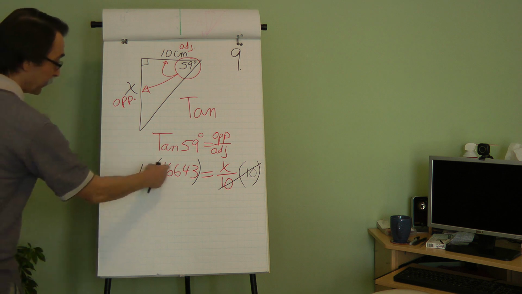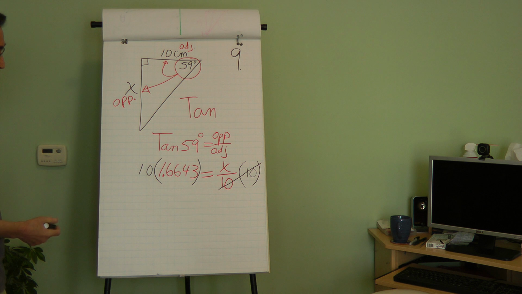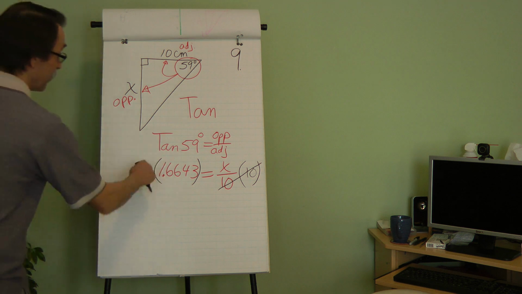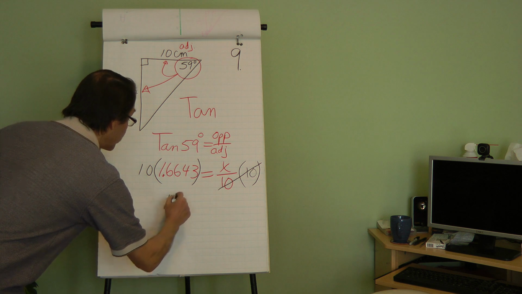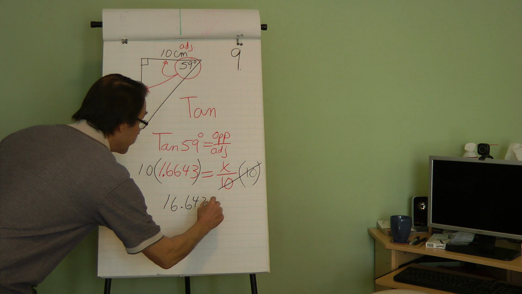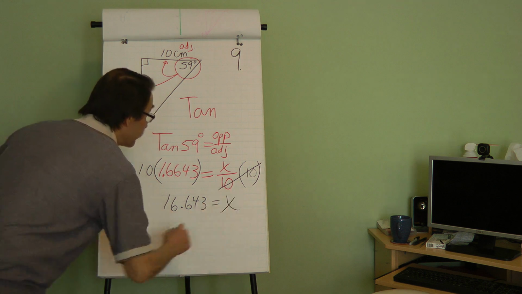And when you're multiplying by 10, it's easy. You don't even have to use a calculator. You just go, oh, you're multiplying by 10. Oh, the answer must be 16.643 is equal to x.